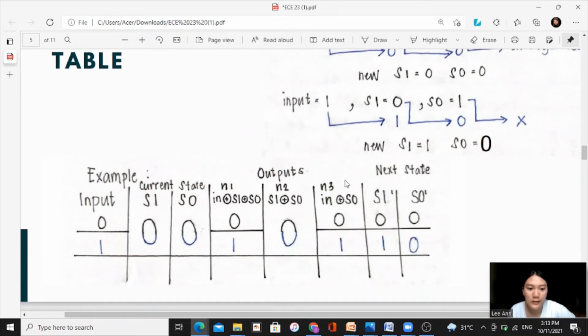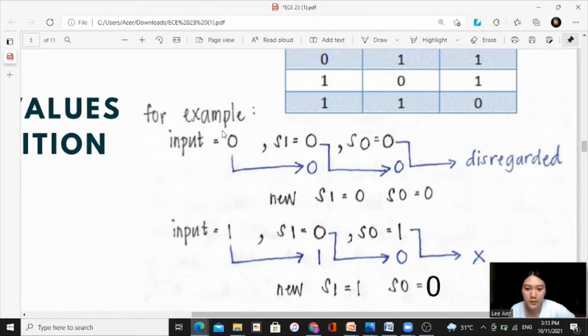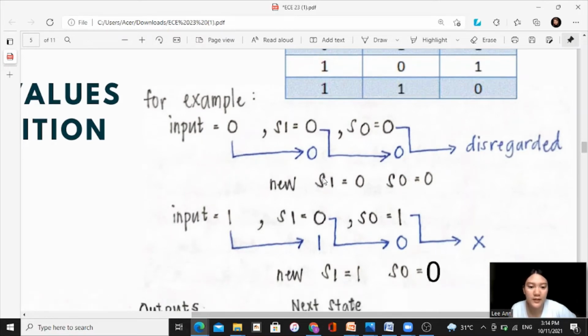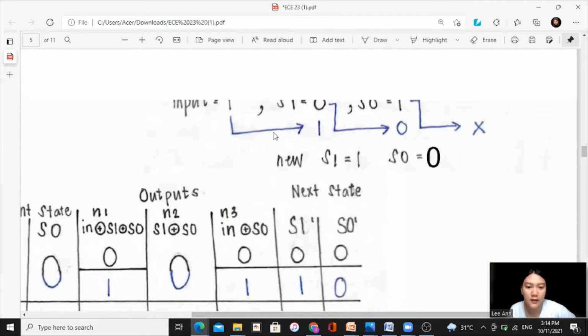And for determining the next state, if our input value is 0, we are going to move 0 into the next value of the state. So the new value of S1 is 0. And S0 has the value of 0, and we are going to move it to the right only to be disregarded. So the new value is 0 and 0, as seen here in our table.